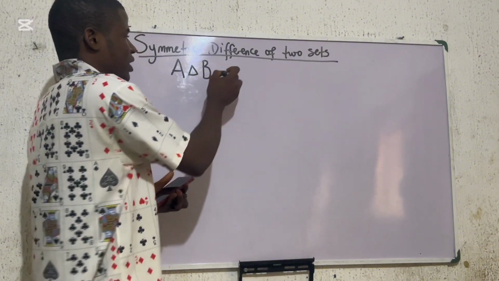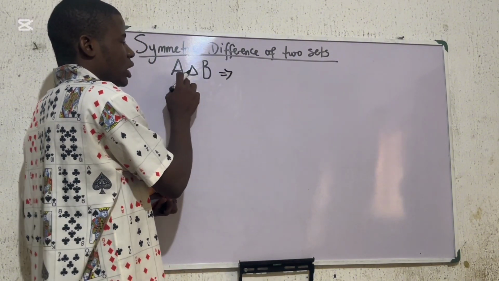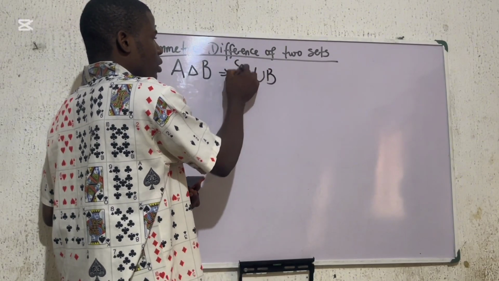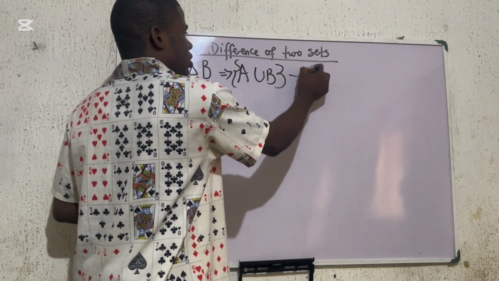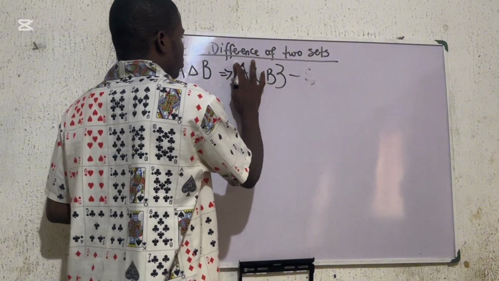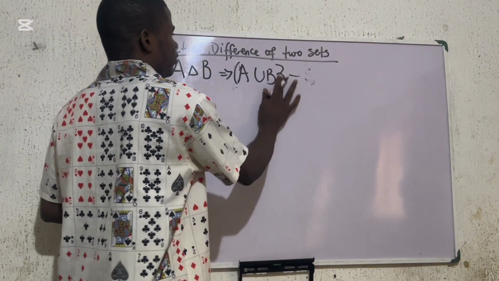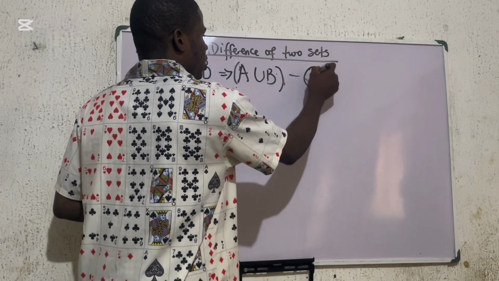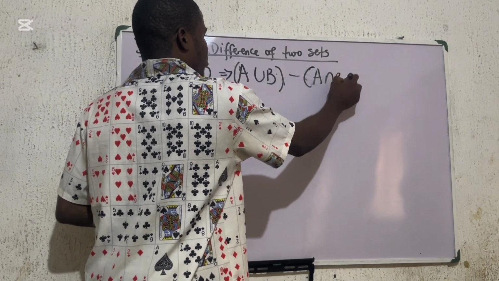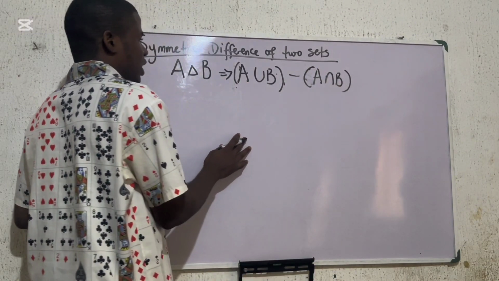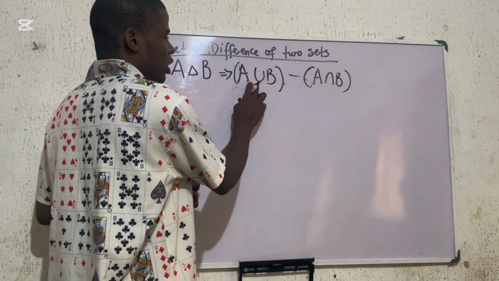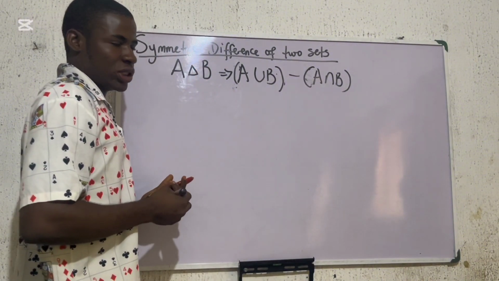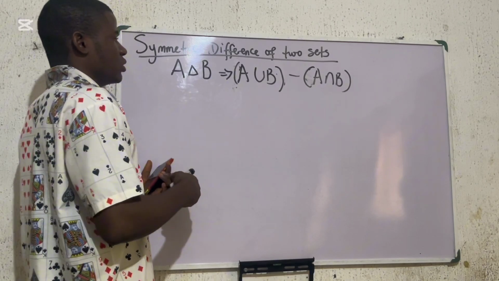Do you understand? So mathematically, symmetric difference of A and B is given by A union B minus A intersection B. I'm just introducing a formula. So for you to even understand this symmetric difference, you need to understand what we mean by union. You need to understand what we mean by intersection of two sets. Is it clear?